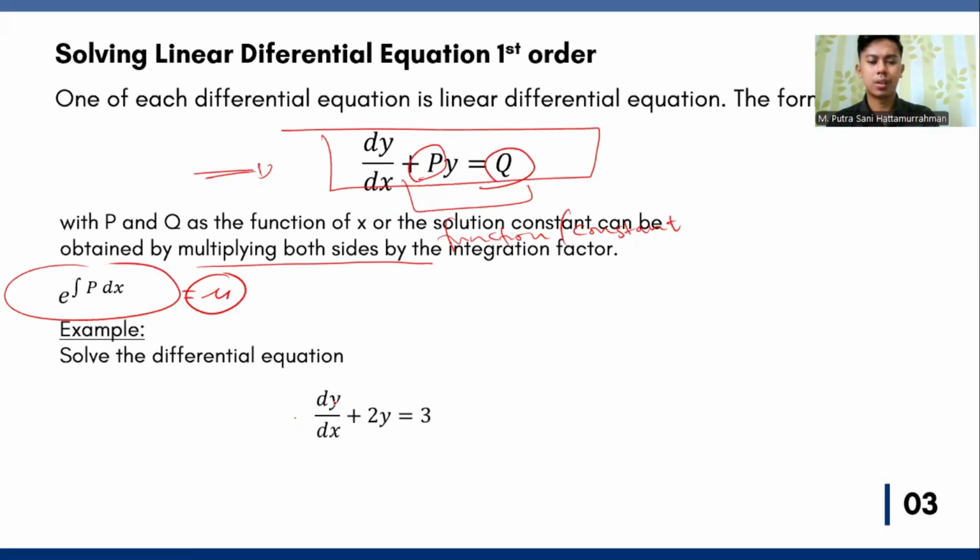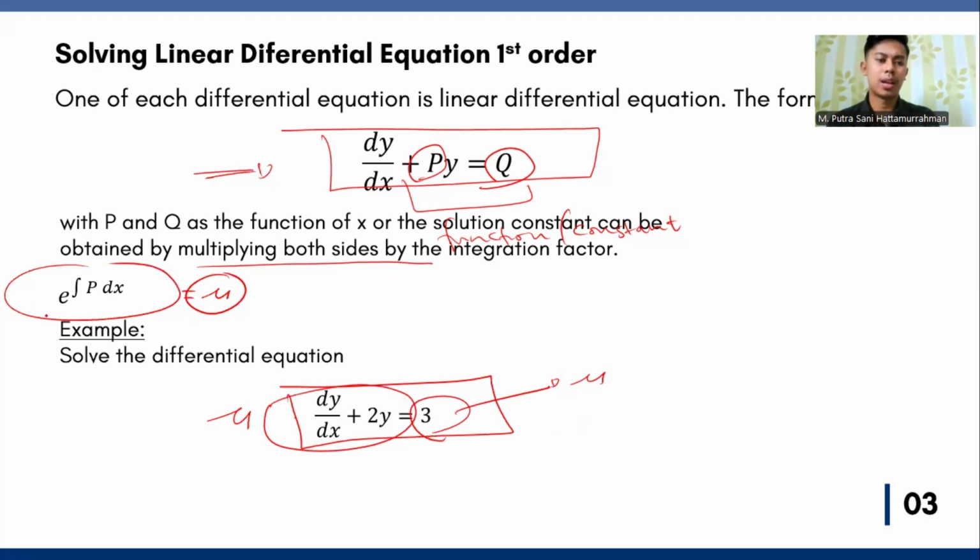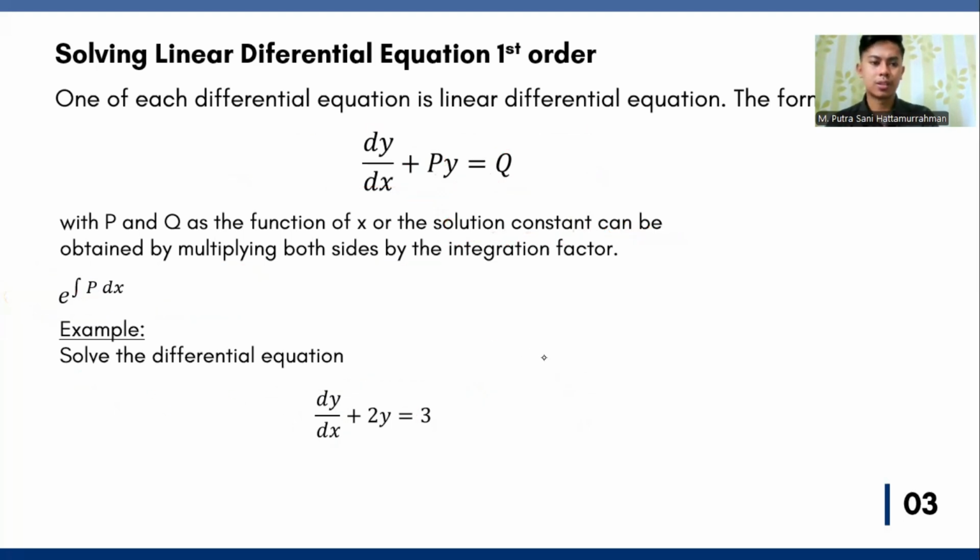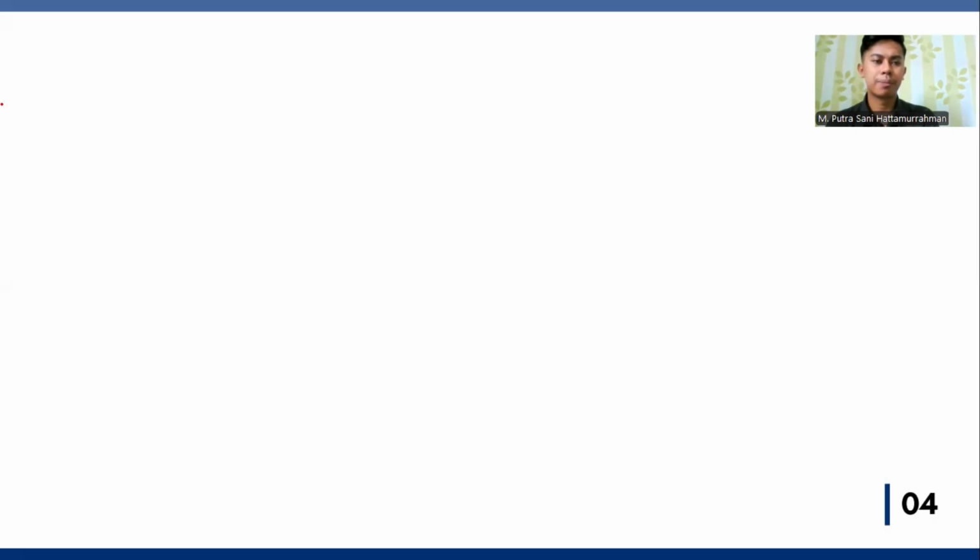Okay, solve the differential equation like this. If you want to solve this equation, you have to multiply both sides by the integration factor. So for the left side, you multiply by mu, and for the right side, you multiply again by mu. So first, you have to find the integration factor, and to find it, you have to analyze what p is in the linear differential equation. Okay, as an example, we can go to the next page to solve the question.